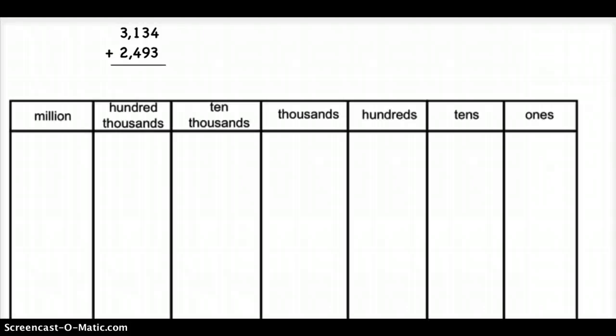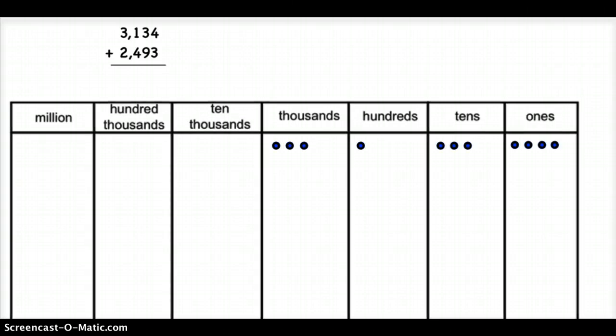If we look at this four-digit addition problem, 3,134 plus 2,493, what we really do in addition is we consider our place values and we add each place value. So let's use a place value chart to help us really figure out what these numbers are.